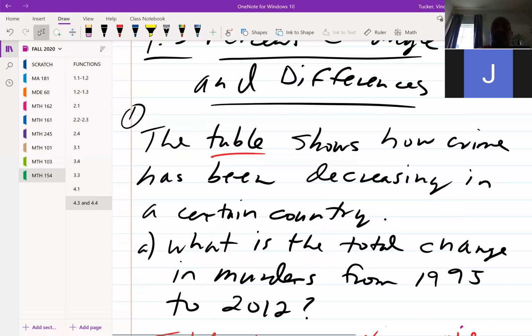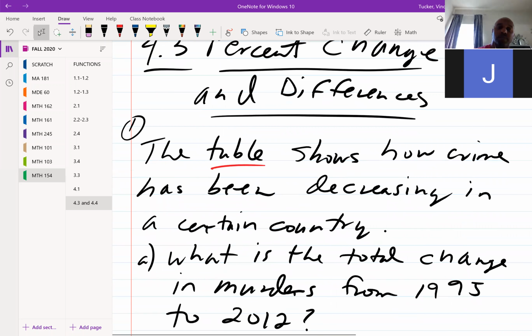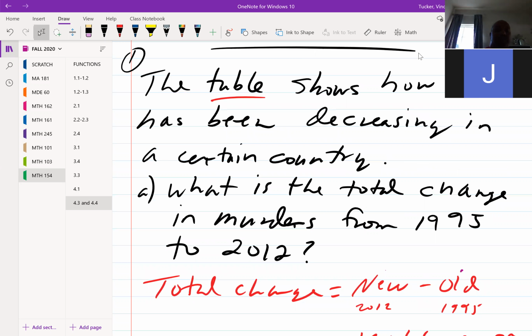So problem number one, out of 4.3, change in differences. It says the table, and I underlined table because that's where I got the numbers from. The table shows how crime has been decreasing in a certain country. What is the total change in murders from 1995 to 2012?